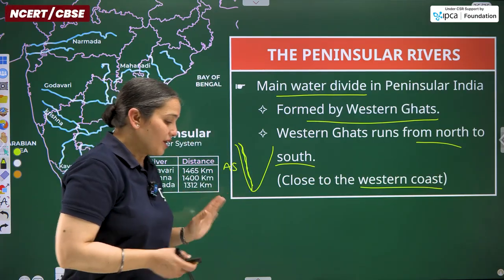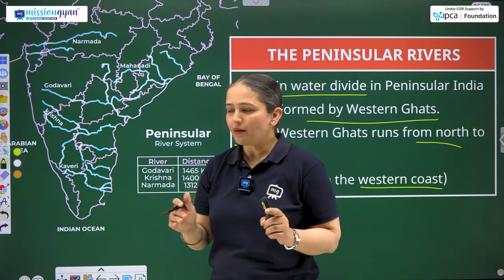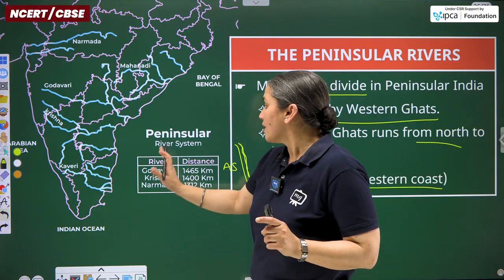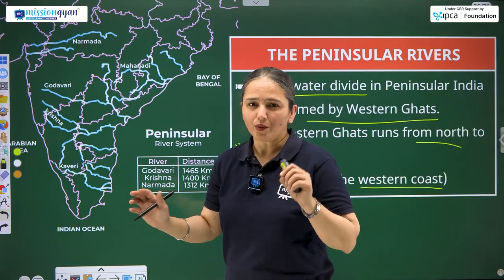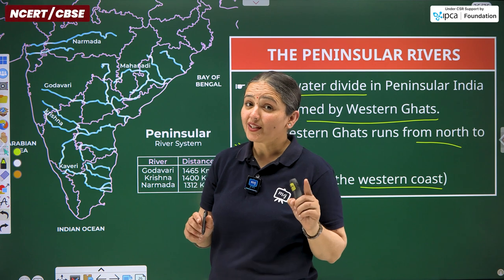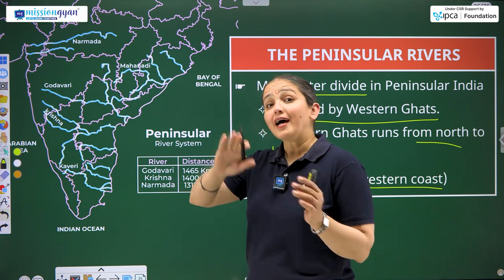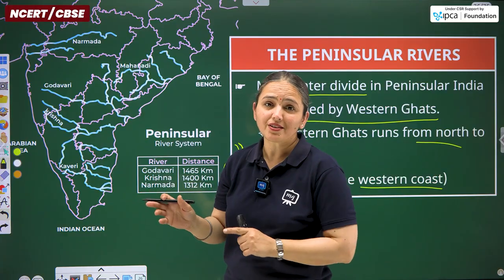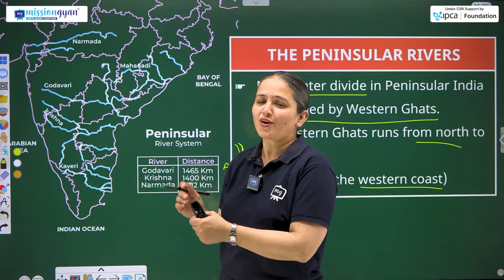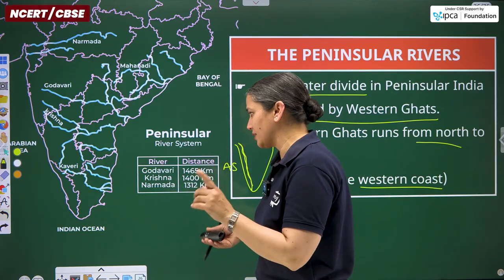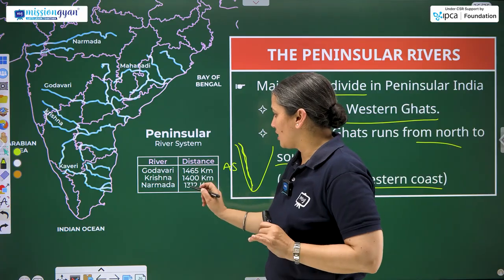Moving ahead, here is given the length of the major rivers. Although 6 are prominent, out of those 6 we have the rivers and their distance. Out of 6, these 3 are the longer ones, but they are not longer than the Indus, Ganga and Brahmaputra rivers. Although they are longer, they are a bit shorter than the Himalayan river system. Here is their distance given: 1465 kilometers, 1400 and 1312 kilometers.